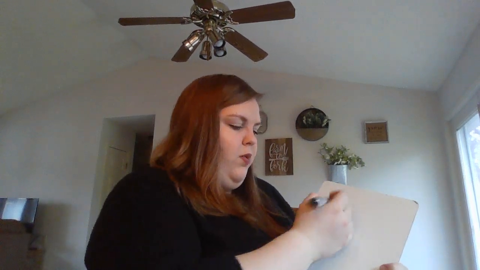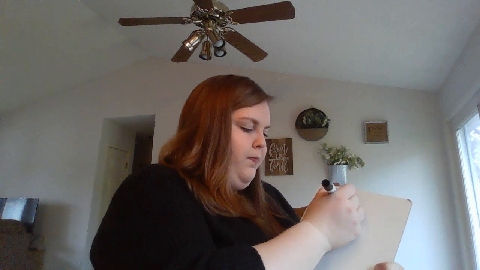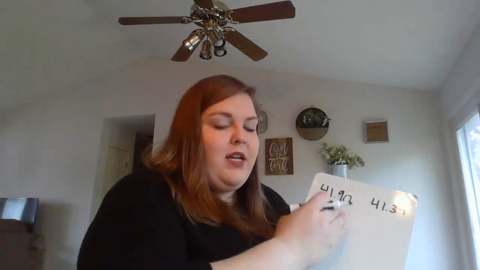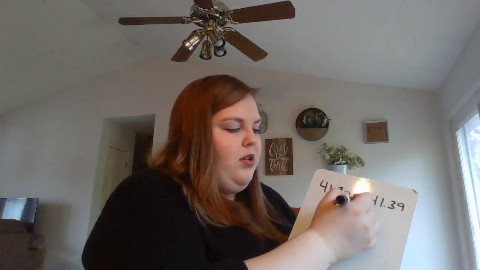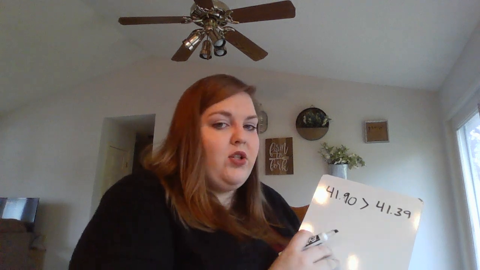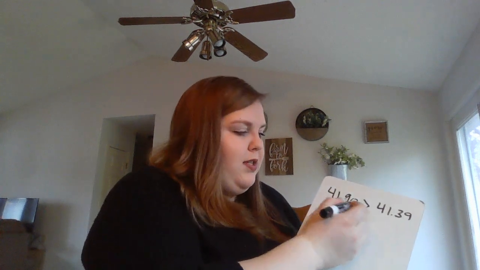Then I have 41 and 9/10 versus 41 and 39 hundredths. Remember, I can add a 0 behind this 9, so I'm in the same value. This is saying 41 and 90 hundredths, 90 out of 100. That's very close to a whole. And 41 and 39 hundredths, 9/10 or 90 hundredths is going to be bigger. You can also see this 9 is bigger than 3, so that's how I can check.